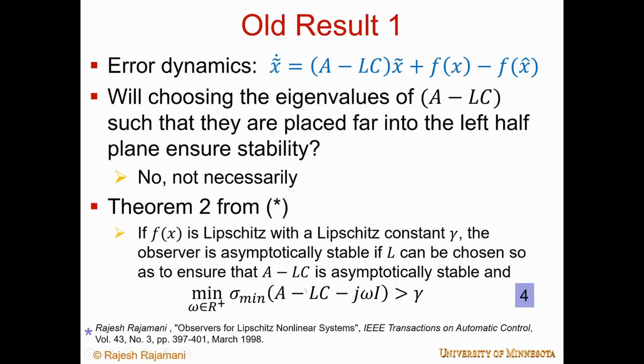So one of the old results, a 20-year-old result from the literature, is that it's not the eigenvalues of a minus LC, but the minimum singular values of a minus LC minus j omega I for all values of omega, that basically determines whether or not the closed loop system is stable.